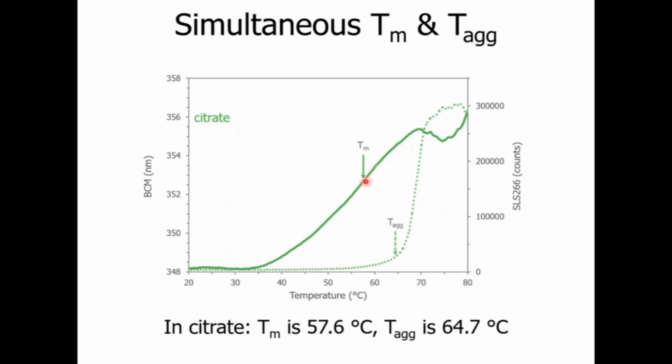The software finds the inflection point, that is the melting point Tm, and for our ADC, that is 57.6 degrees Celsius in this pH 4 citrate buffer. The static light scattering signal is on the right y-axis, and it's a dotted line, and we look at when the signal jumps over a certain threshold and define the temperature of aggregation, Tag.